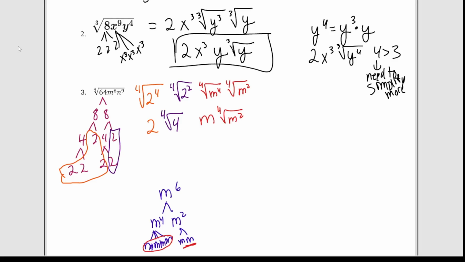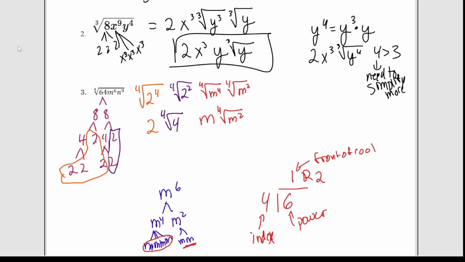An alternative math that you could have done that's a little bit more systematic is you could have taken the 6th power divided by the 4th index, and that would have given you 1 remainder 2. That 1 tells you what goes in front of the root, and the 2 tells you what's still in the root.